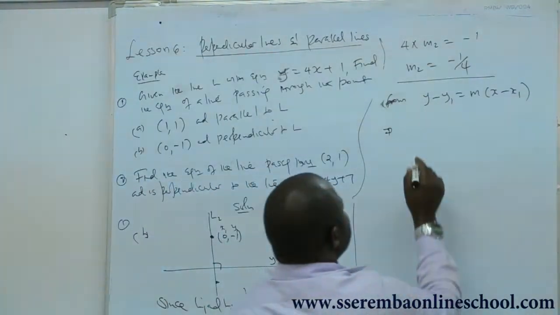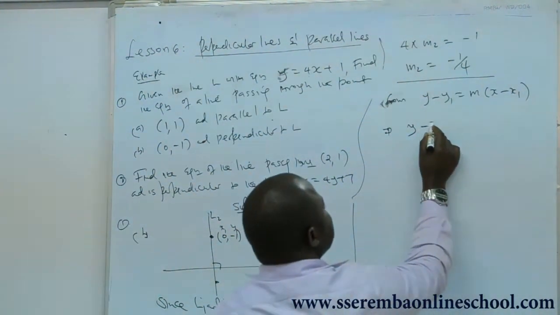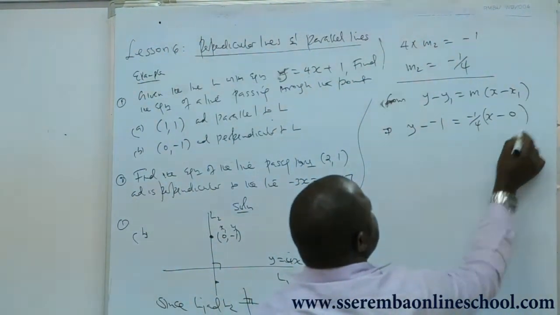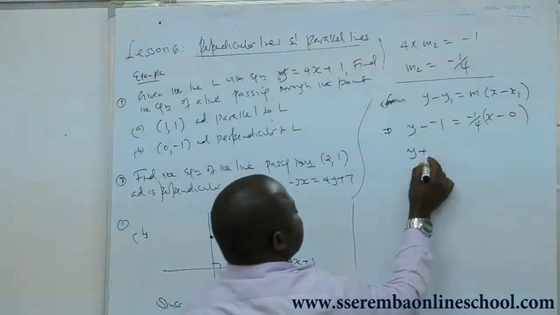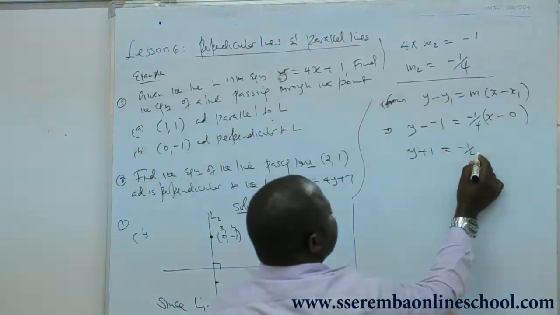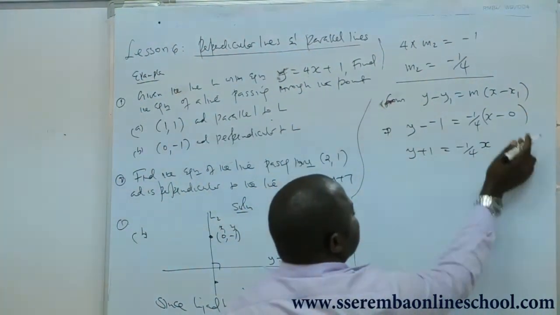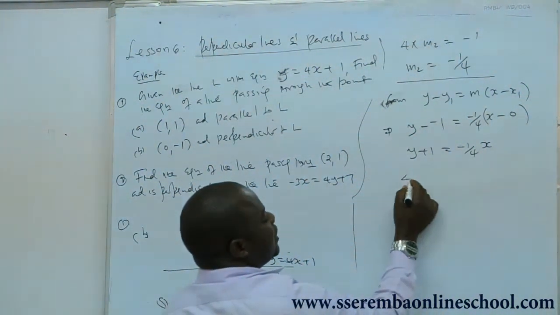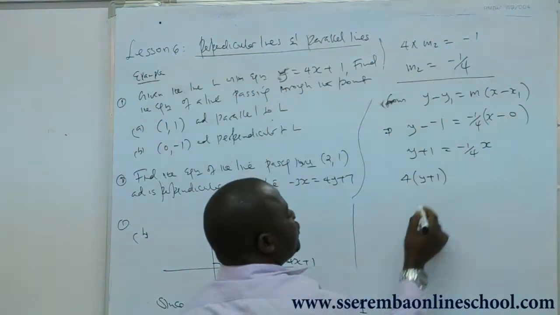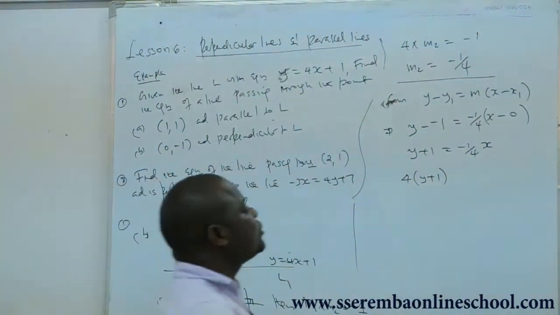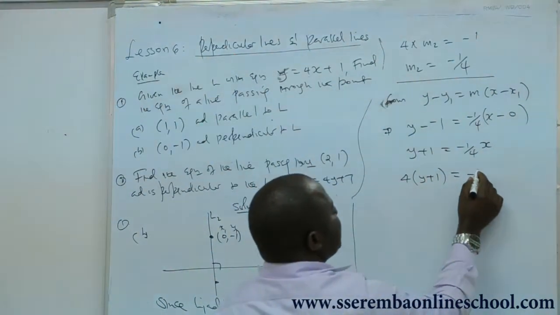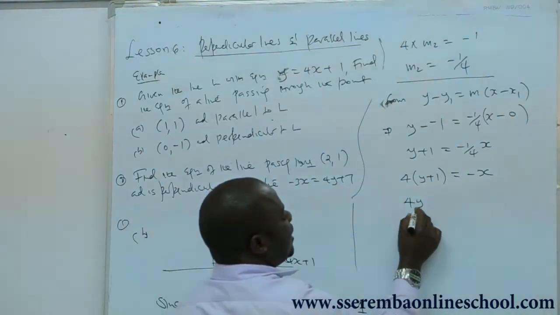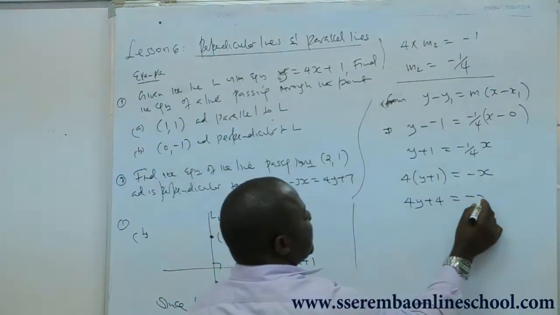Substitute. So when we substitute, y is minus 1, so you say minus 1. The gradient is this, and the x is 0. So when you bring this, this becomes minus 1 equals negative x into x. This minus, that's that. So you can remove the fraction by multiplying through by 4. So put brackets, because the brackets are the punctuation marks in mathematics. So you can multiply this by 4. So negative x. When you open the brackets, you get 4y plus 4 equals negative x.